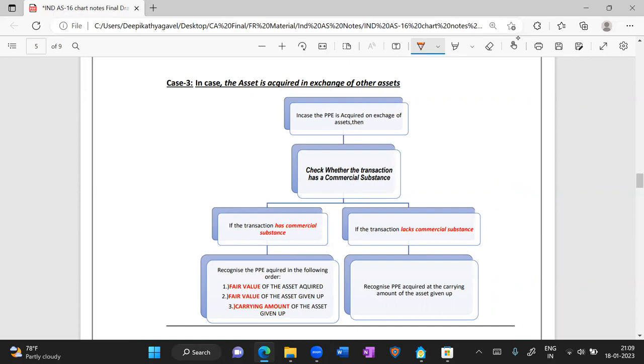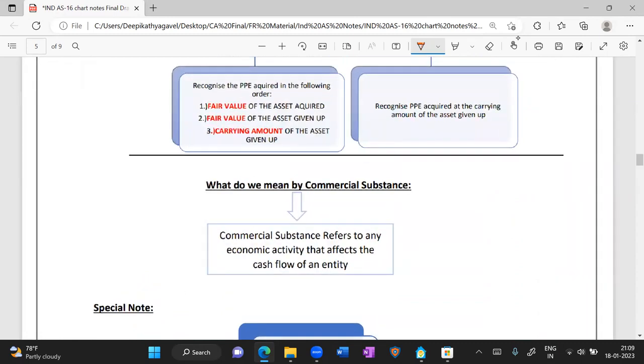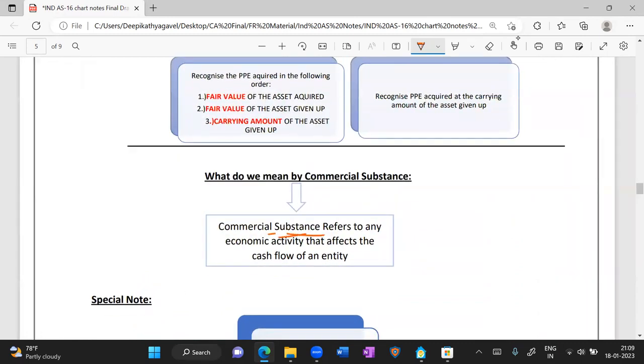in that transaction, it is very important that you should first check whether the transaction has a commercial substance or does not have a commercial substance. So the question here will be, what is commercial substance? Because only when I know what this is, I'll be able to check in the transaction whether there's a commercial substance or not. So commercial substance is nothing but this: if a transaction is going to affect the cash flow of the entity, that transaction has a commercial substance. And if a transaction is not affecting the cash flow of an entity, then that transaction does not have a commercial substance.